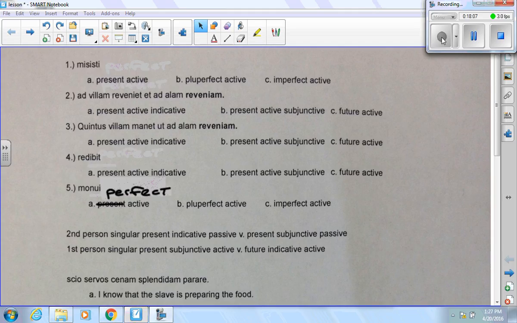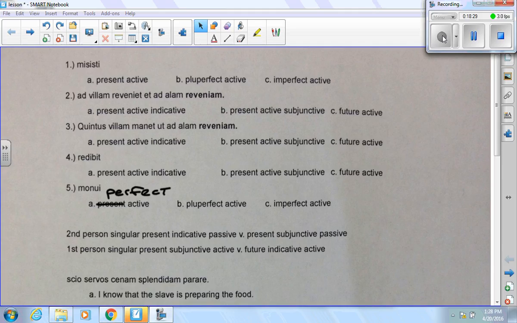I don't have anything that signifies the needed use of the subjunctive, so I'm going to go with future active, which is C. Number 3, I do have, in this case, ut. I have a purpose, the reason that somebody is staying. Quintus stays at the villa so that. So I have a purpose clause, I need a subjunctive in this case.